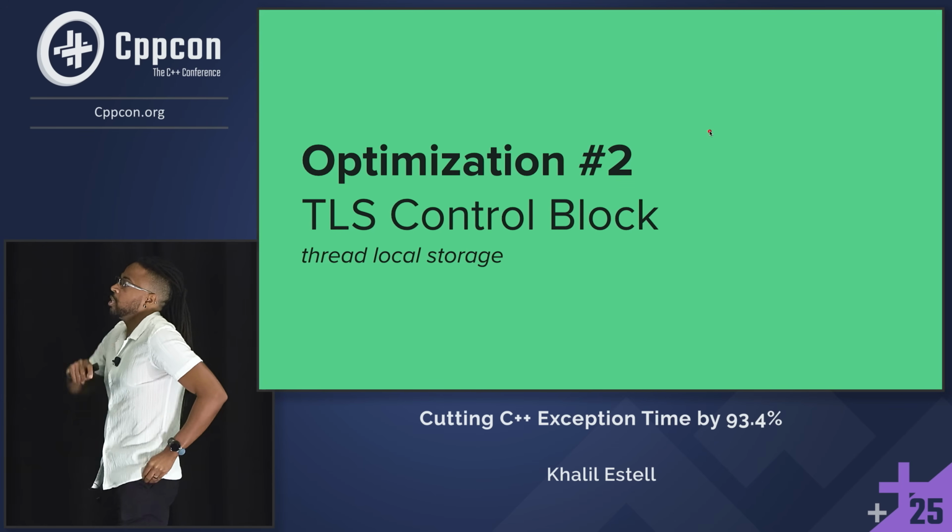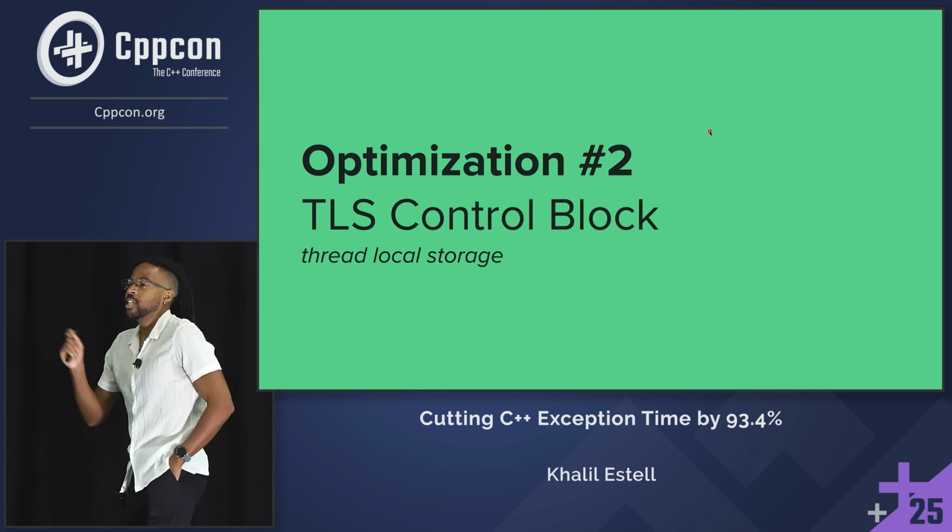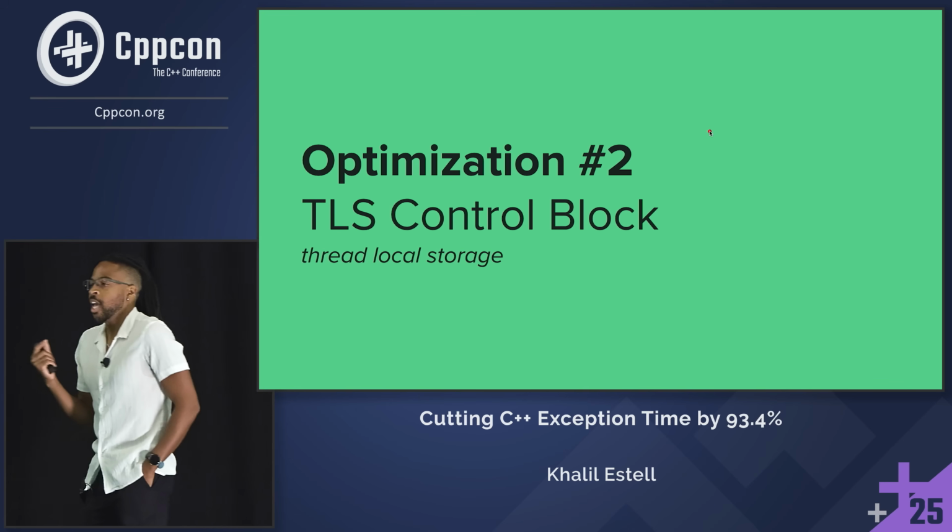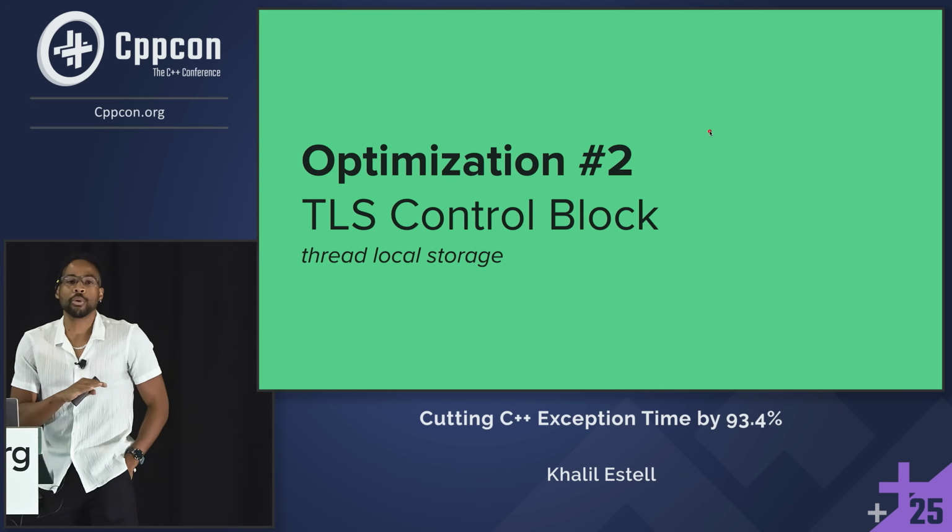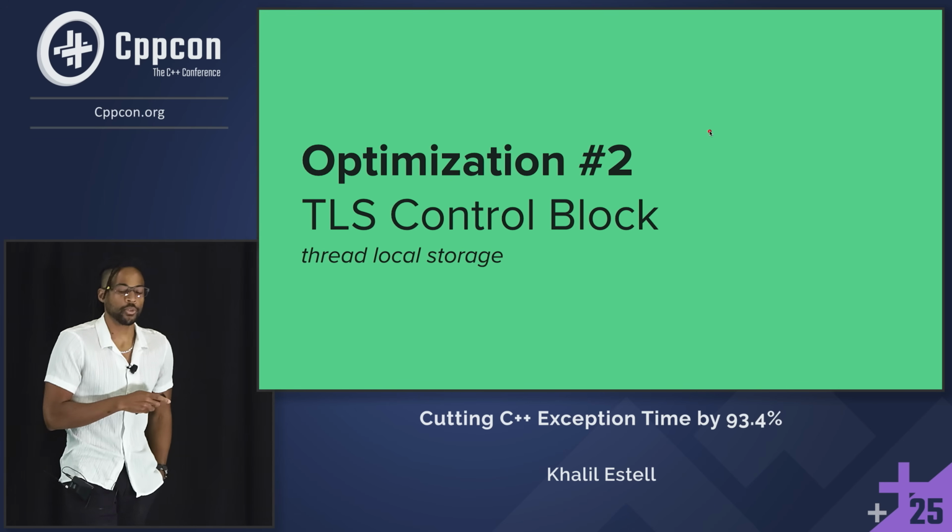So optimization level 2, TLS control block. I talked about getting rid of TLS, thread local storage. I found out that's actually really useful, and I almost never use it, but there are some cases where I think this is really useful.